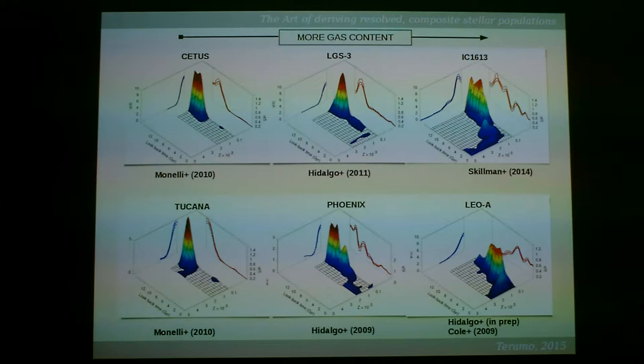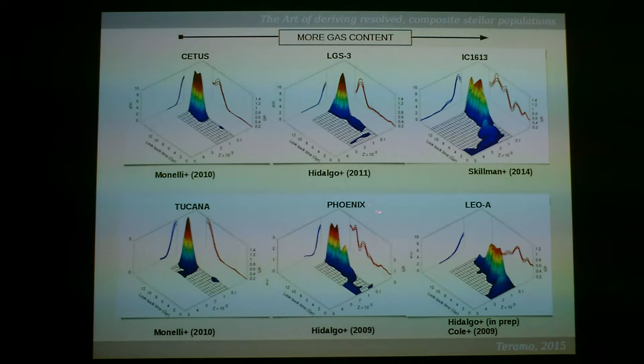The star formation history of these two transition galaxies is very similar to that of the spheroidal galaxies in the main bulk. You see there is a very, very old main bulk, and after that there is a low star formation rate.